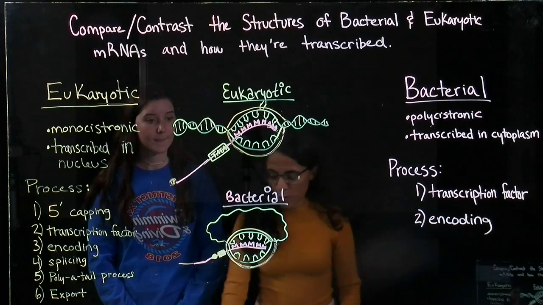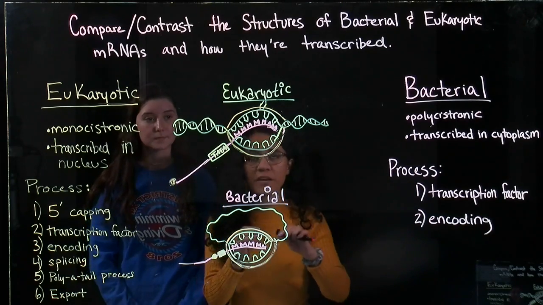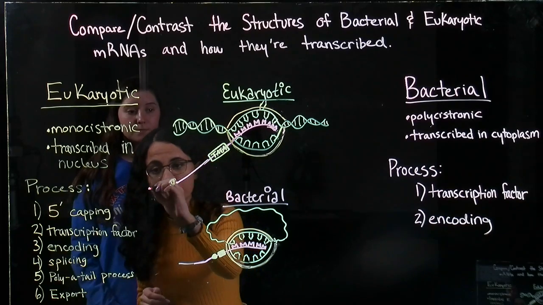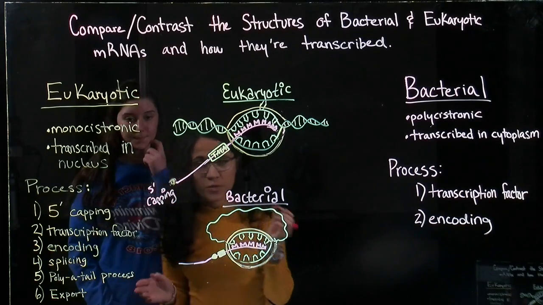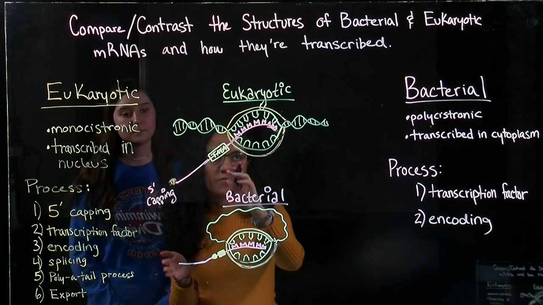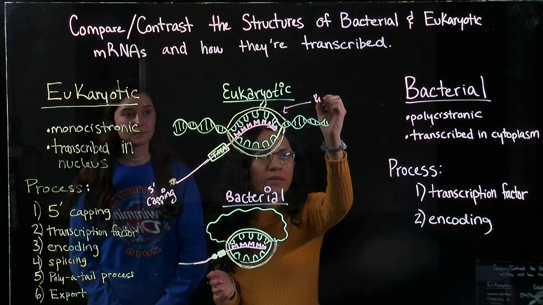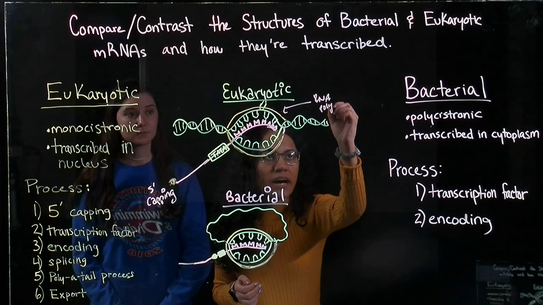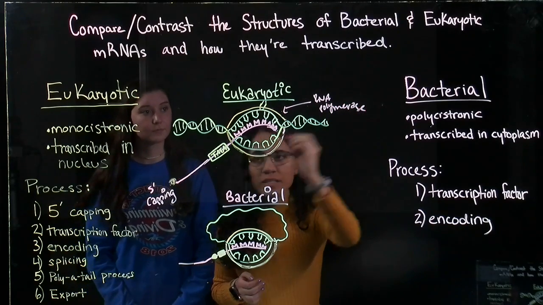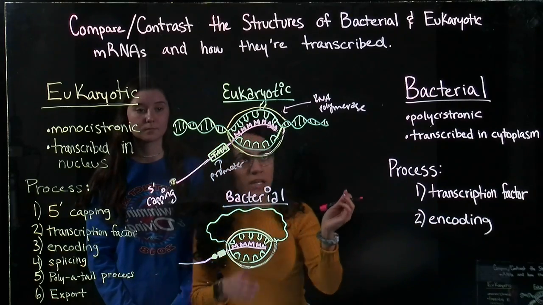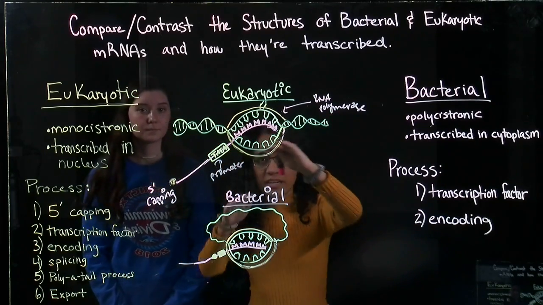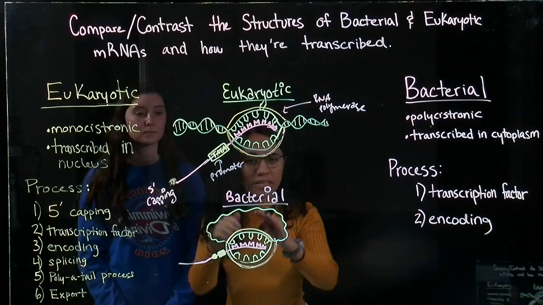So now we'll be going over the process. For eukaryotic mRNAs, it begins with the 5' capping, which serves to protect the mRNA strand. After, transcription factors help the RNA polymerase enzyme recognize the promoter, which has the TATA sequence. And what the RNA polymerase does is that it unwinds the DNA strand for the next step.